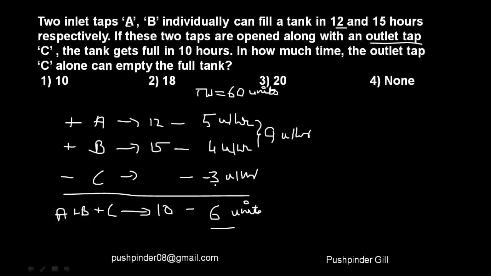Now since it's emptying 3 units every hour, to empty 60 units it is going to take 60 by 3, that is equal to 20 hours. Fine. So I hope it is understandable, right?